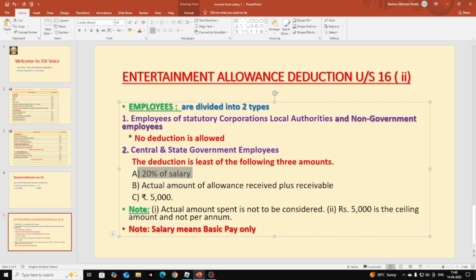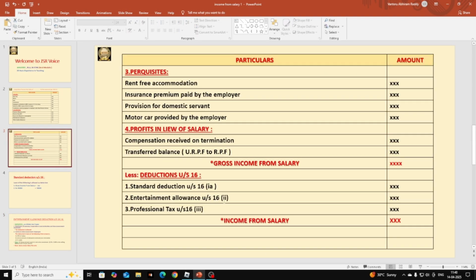Next, the second one is the actual amount of allowance received plus receivable. So how much actual allowance he is receiving will be available in the question. We should take it from the question and record it here. And the third one is rupees 5,000. It is fixed, 5,000 rupees. We have to calculate all these three amounts, and then see which is the least one out of these three. The least one will be selected as the deduction. Whatever is the least amount, that will be selected as the deduction, and that amount we will record here in deductions.